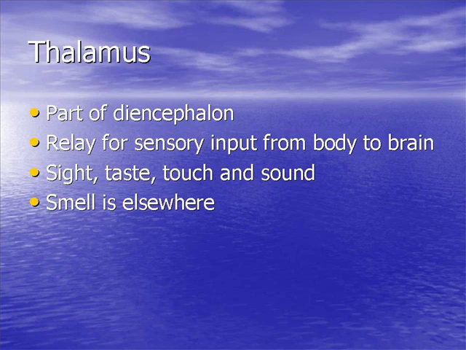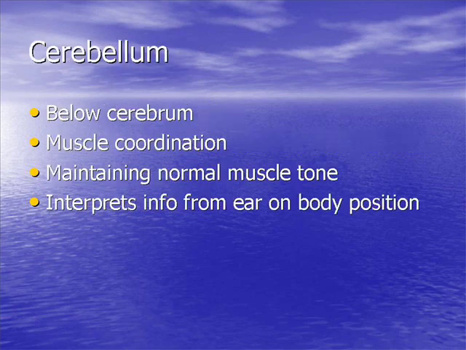Now the thalamus, as mentioned before, is the other part of the diencephalon, and it is a relay for sensory information from your body to the rest of your brain. Sensory information meaning things like sight, taste, touch, and sound. Smell information is processed elsewhere in your brain.